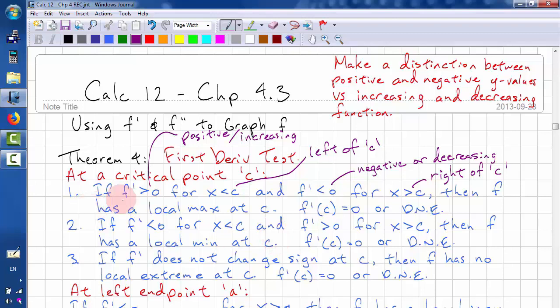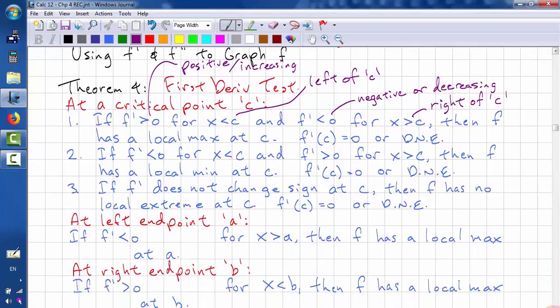Okay, just to say this more smoothly, if it's increasing on the left and decreasing on the right, then f has a local max at c. And for this one, we'll just say it in plain English. If it's decreasing on the left and increasing on the right, then f has a local min at c. And again, we have f prime of c equals 0 or does not exist. If the derivative does not change sign at c, then f has no local extreme at c. Okay, so if it's increasing on the left and it's increasing on the right, then there's no local extrema.